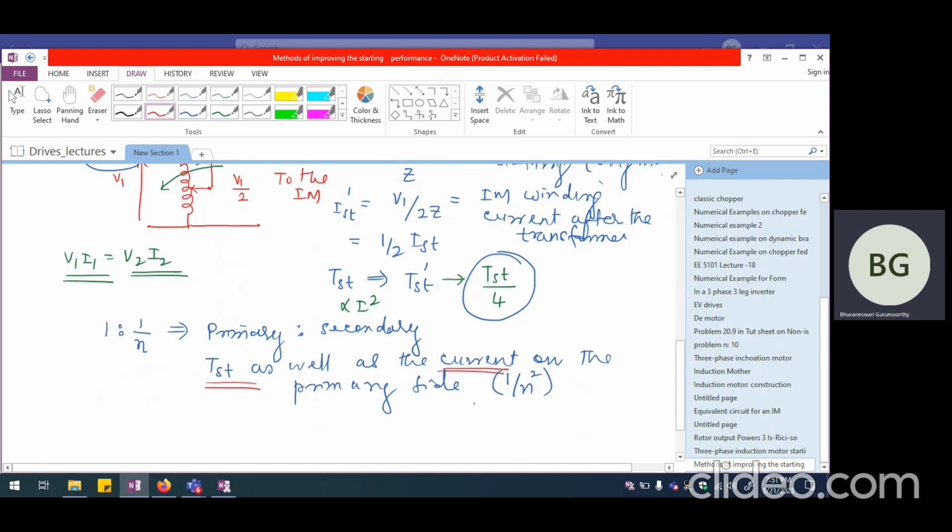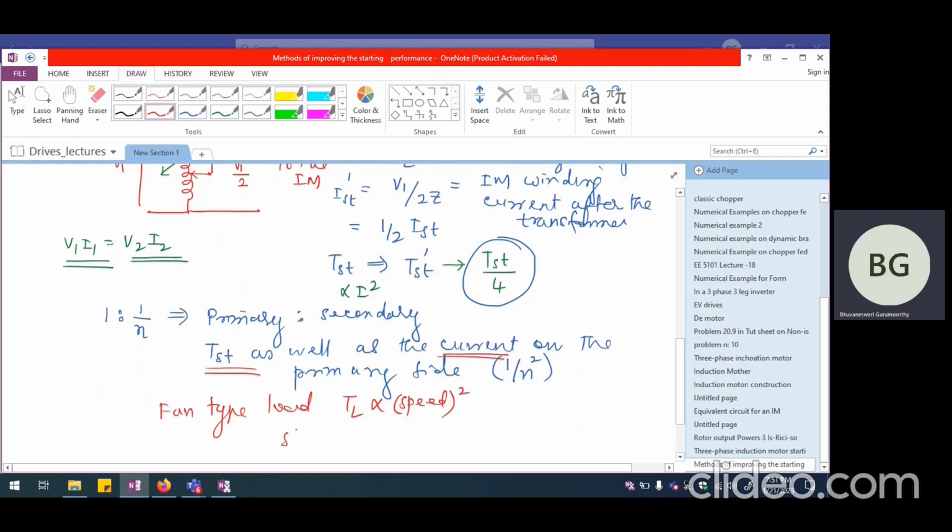Both are decreased. So in certain applications where I don't require a large amount of starting torque, for example a fan load, because in a fan type of load we are experiencing a load torque which is proportional to speed square. So during starting, the speed is 0, and the starting torque requirement is going to be very, very low because the load torque is very small in this particular case.